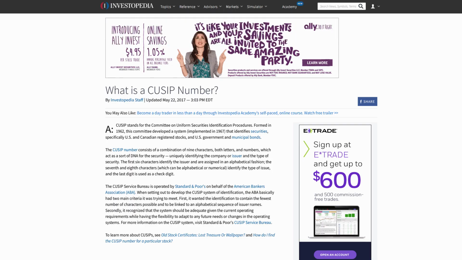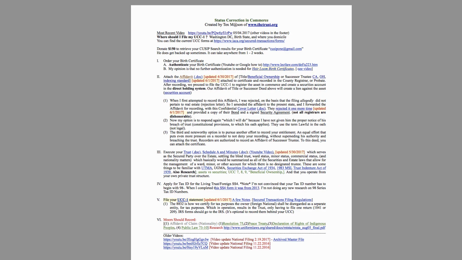First, real briefly, what is a Cusip? A Cusip number consists of a combination of 9 characters, both letters and numbers, which act as a sort of DNA for a security, uniquely identifying the company or issuer of the type of security. I'm going to save some time and just say it's an identifier for tracking a security through different financial systems. That's all it is.